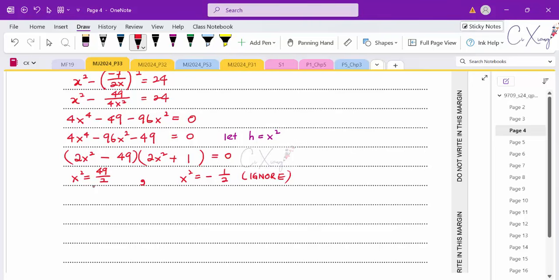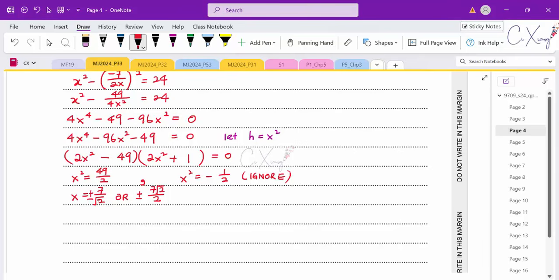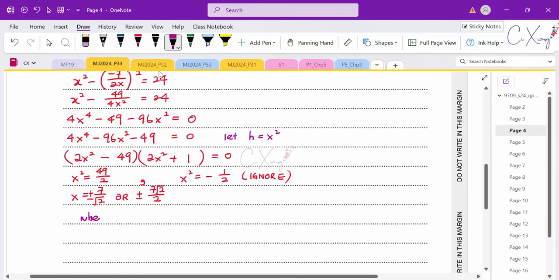So for this set of formula, x squared equals this value. Therefore, your x equals plus minus 7 over root 2. Okay, but of course, I prefer to rationalize it. So if I rationalize this fraction, I'm having 7 root 2 over 2. This is my value of x. And now I want to find out the value of y. So to find the value of y, when x equals positive 7 root 2 over 2, what happens to the y?